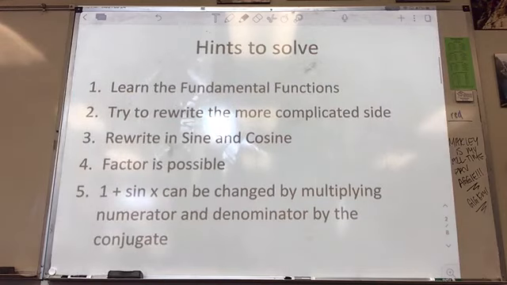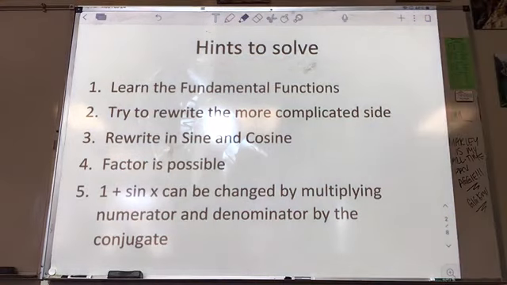Okay, so the hints to solve this. This is very similar to what you did at the end of the last section. At the end of the last section, we were changing stuff to sines and cosines. That's what we're doing here, but now it's going to be equal to something. I'm telling you what the answer is, and you have to tell me how to get to that answer.